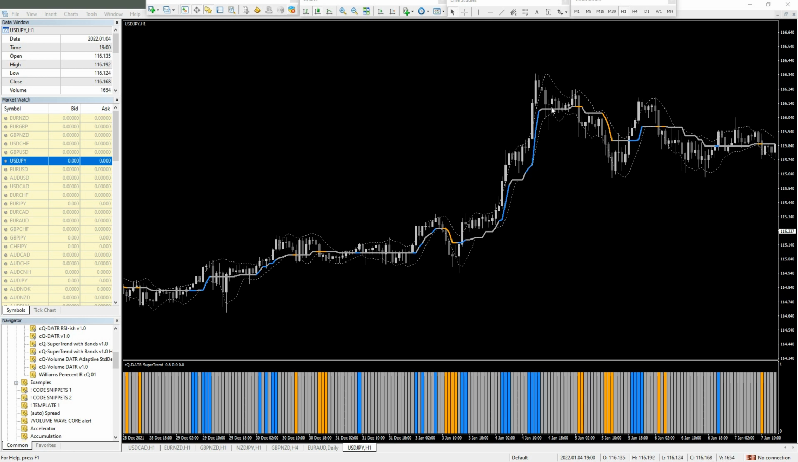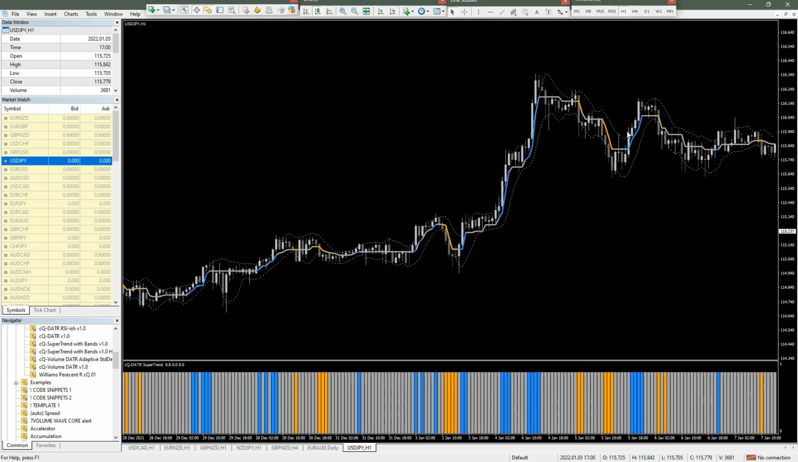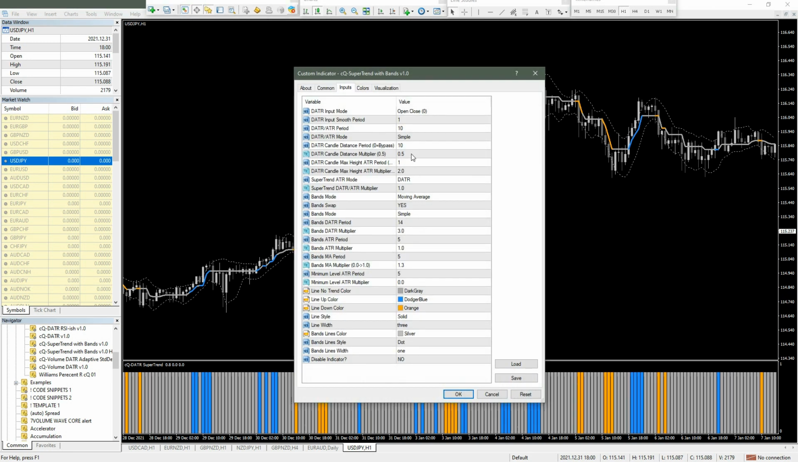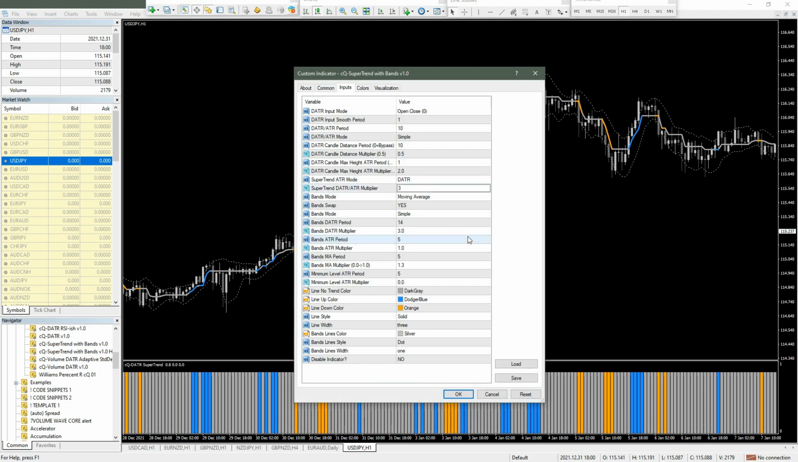So this is probably mainly a confirmation indicator, but has volume capabilities. And in place of the ATR, it uses the DATR, which allows for a little faster response. This here will control that. Like if you set that to 1, for example, you can see how it hugs price a little more. The DATR multiplier needs to be higher in general.